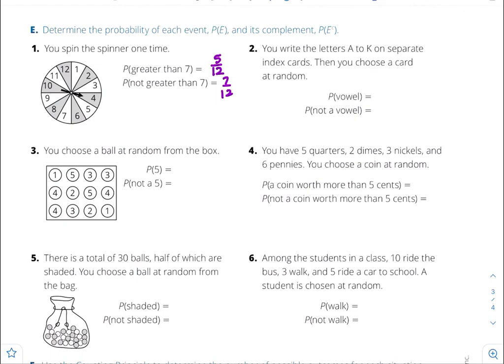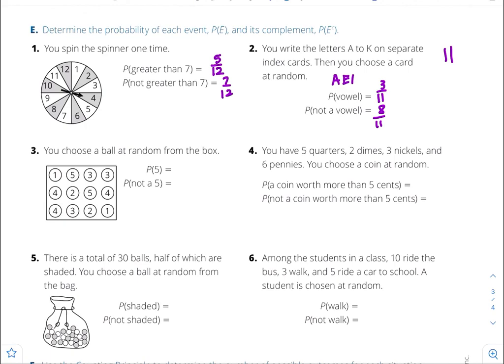So, you have letters from A through K. So, A, B, C, D, E, F, G, H, I, J, K. So there's 11 total. Probability of getting a vowel. So there's A, B, C, D, E, F, G, H, I, J. So A, E, and I are all vowels. So that's 3 out of 11 chance you can get a vowel. And then for not vowels, it's 8 out of 11 chance.